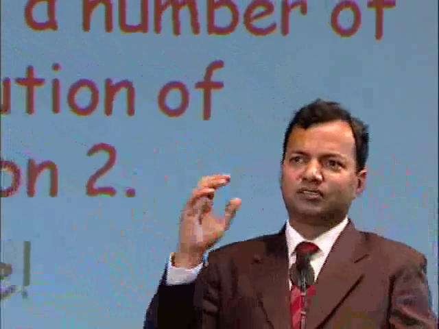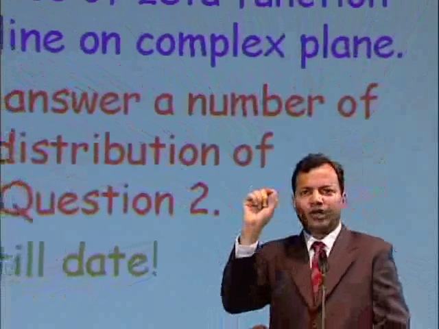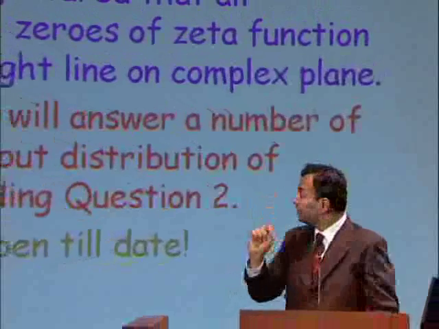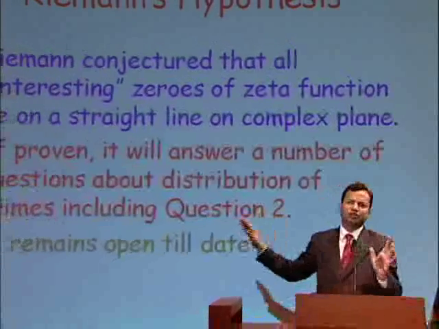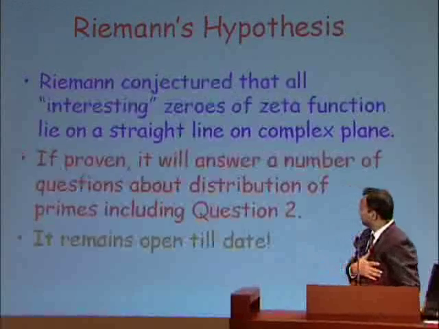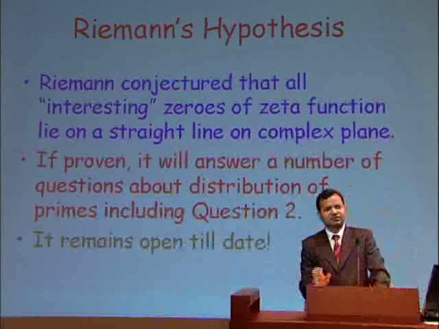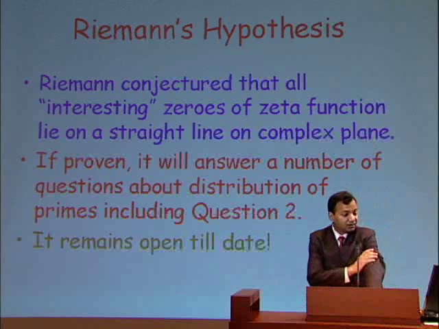Riemann not only defined zeta function, he also came up with a conjecture about zeta functions. And that again is an amazing conjecture. He conjectured that if you look at the complex plane and you consider the values of y where zeta function is 0, and if you ignore the trivial zeros of zeta function and look at only the interesting region, then all the zeros in that interesting region lie on a straight line.